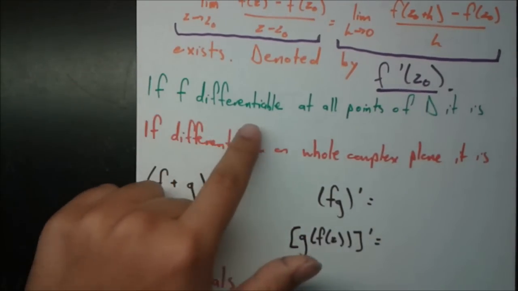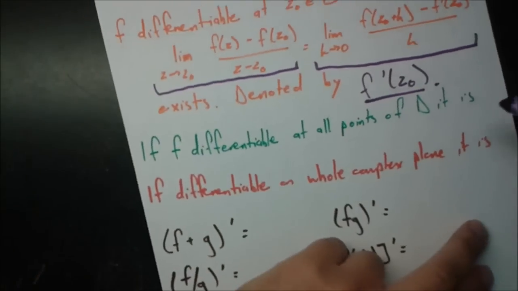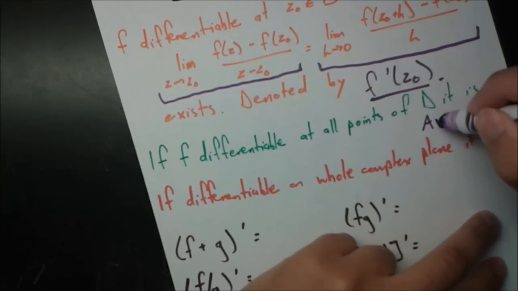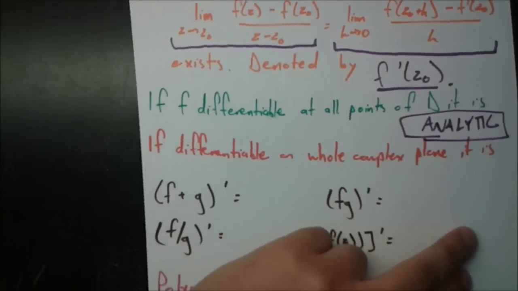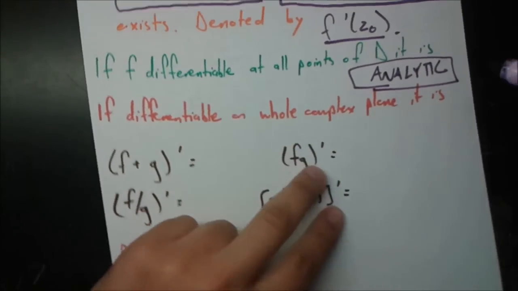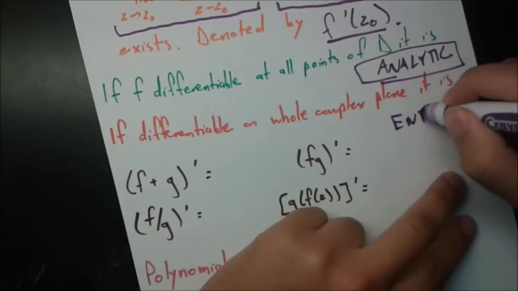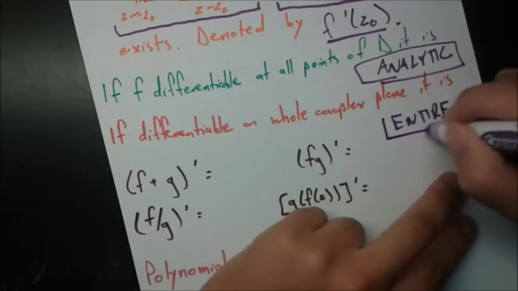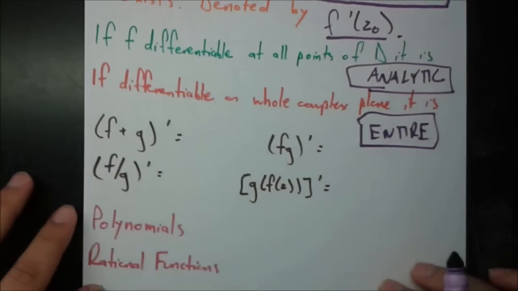If f is differentiable at all points of its domain D, it is called analytic. Very important word to know. Now, another definition: if f is differentiable on the whole complex plane, then it is called entire. So this might make a little bit of sense because entire, like entire complex plane, for example.